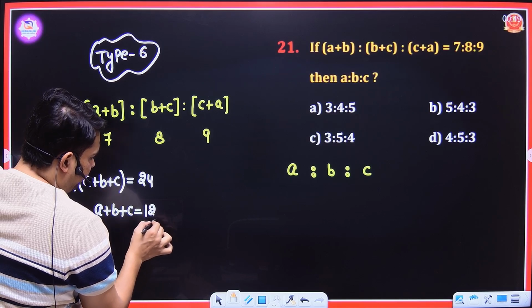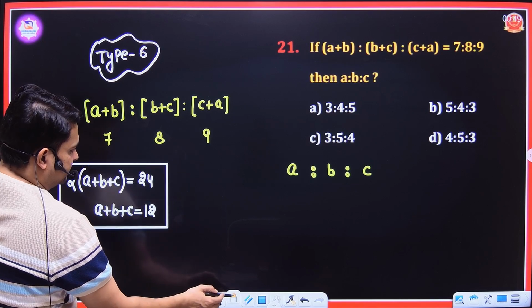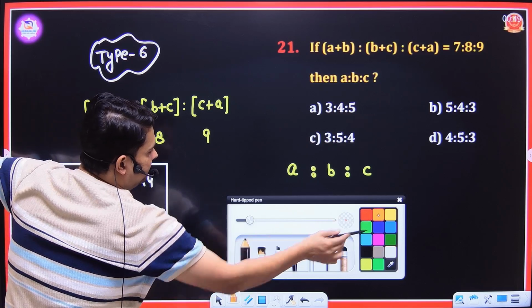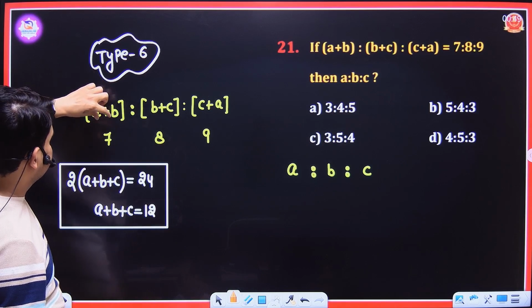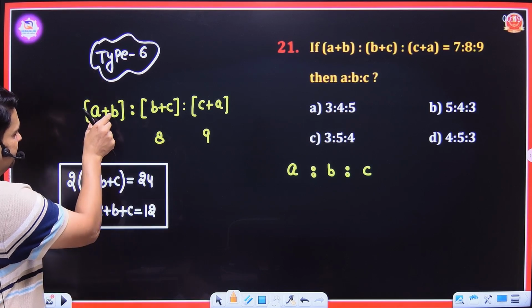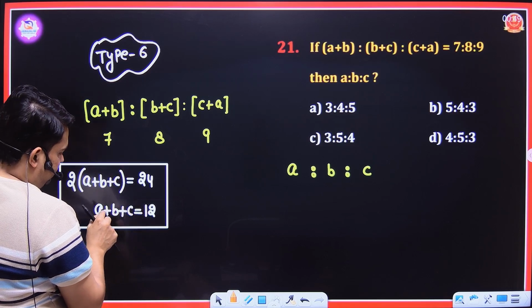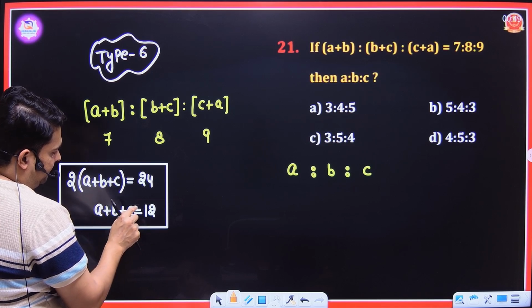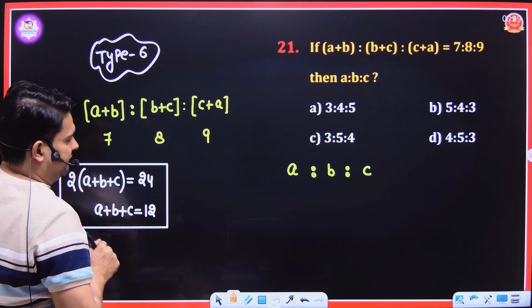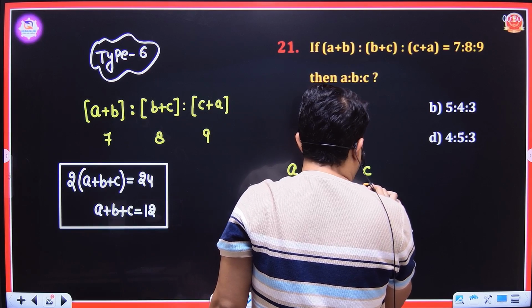The value of a plus b plus c is equal to 12. So I will write each of them individually. See, here a plus b is equal to 7, and a plus b plus c is equal to 12. This a plus b is equal to 7, 7 plus 5 is 12. It means the value of c is 5, and this is in option number A only.